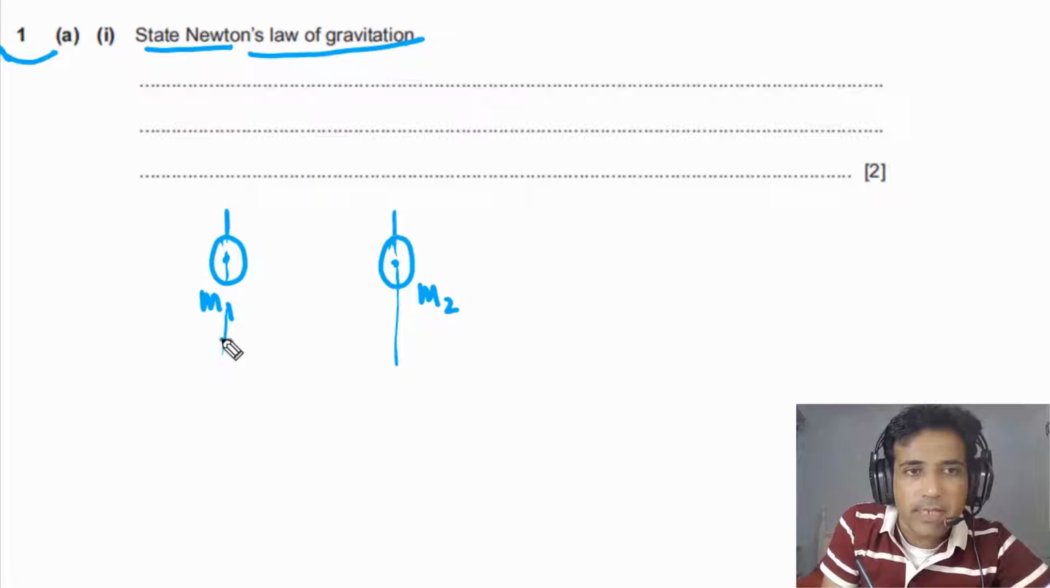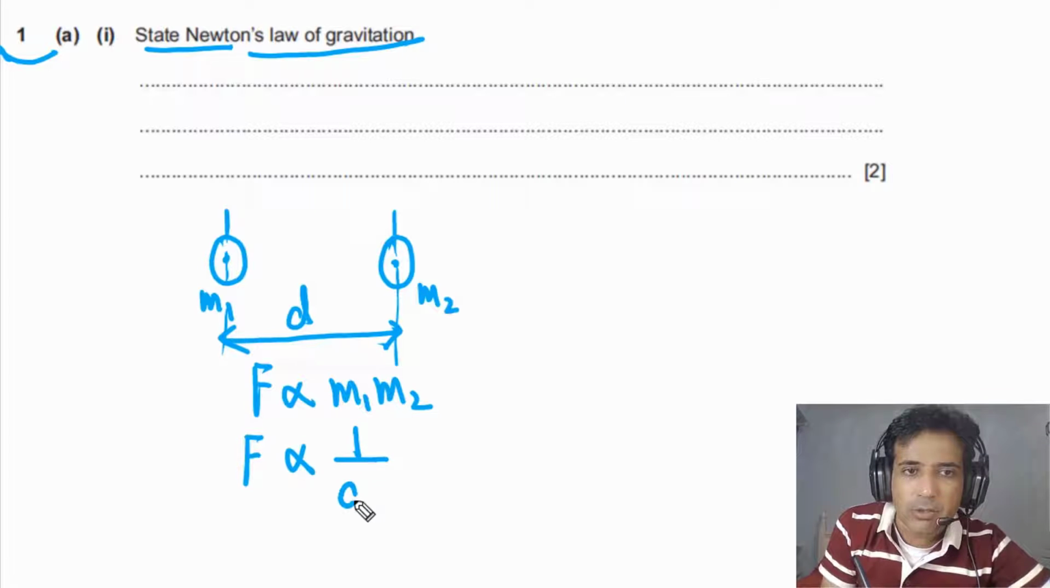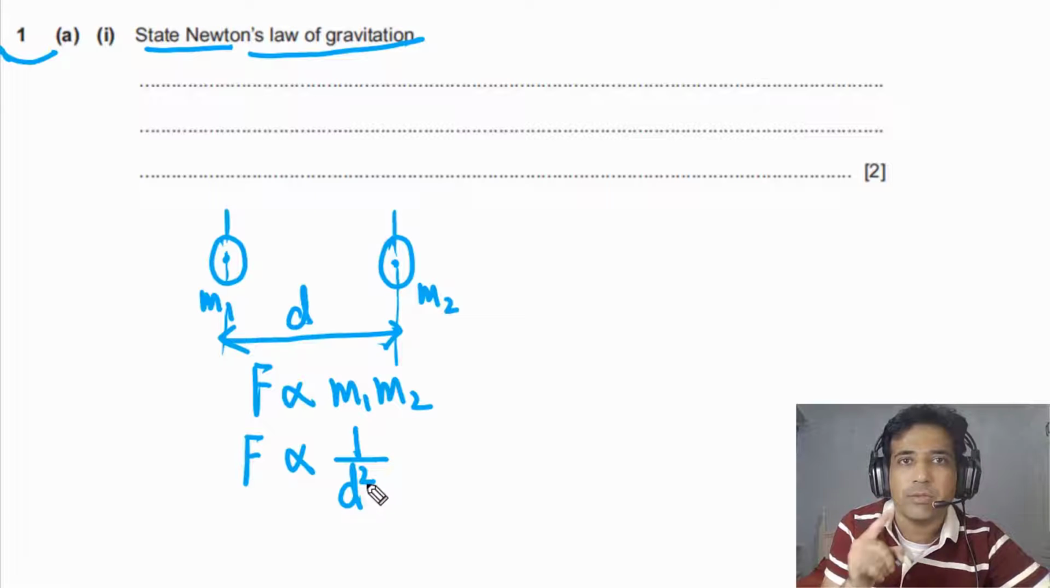Now imagine that the distance between the centers, the distance from center to center, is equal to d. Then the force of gravitation between these 2 masses will be directly proportional to the product of these masses, and the force of gravity will be inversely proportional to the square of the separation between their centers. So this is how you can state Newton's law of gravitation.